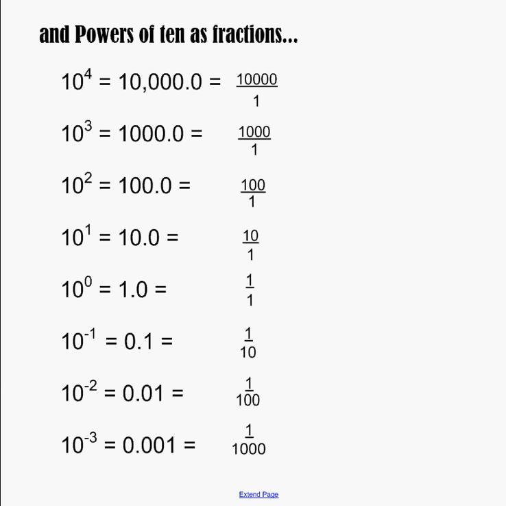Let's look. Well, 10 to the fourth we said was 10,000. We could write that as a fraction this way, and look at how the fractions get smaller. Here we're down to 10 over 1. Here's our 1 over 1. Now look, you get your negative exponent. It's actually 1/10. Negative 2 power is 1/100th, and so forth. Take a good look at that.